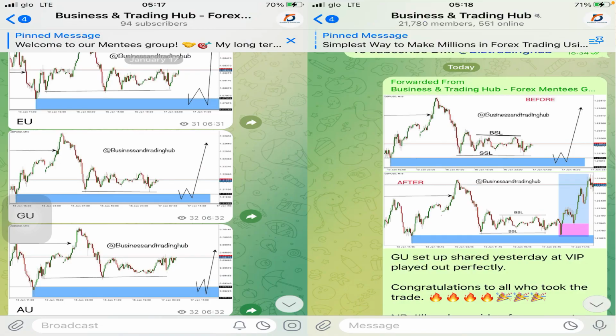All right, so you can see here how I posted it on my mentees group. I posted this setup here. This same setup was also on EU, on GU, and also on AU. I shared this setup right here on the 17th of January, and you can see how it played out. I also shared it with the group when it played out. All right, so this is real.